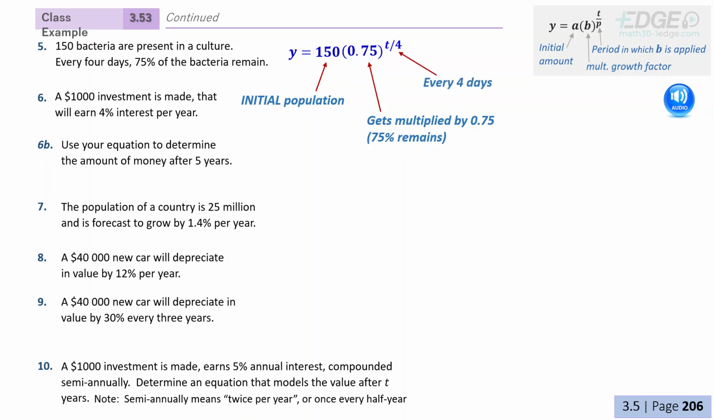And it's every 4 days that it's reduced by 75%, so t over 4.